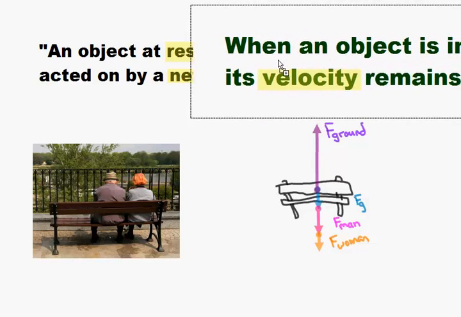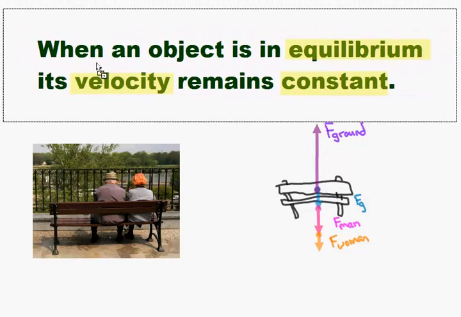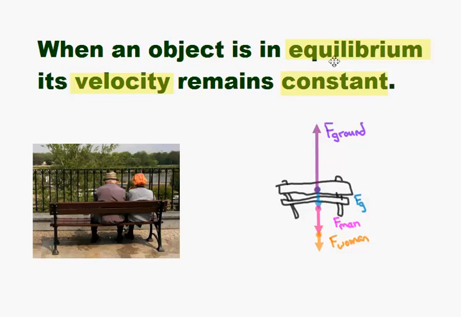So let's just replace this with my one statement. When an object is in equilibrium, its velocity remains constant. Well, if it's at rest, its velocity is 0. And if it stays at rest, it's staying 0. So you can see how this statement covers this case. As long as it's in equilibrium, then the velocity is constant. And specifically in this case, the velocity is 0. So this is the case where, it's kind of a no-brainer.